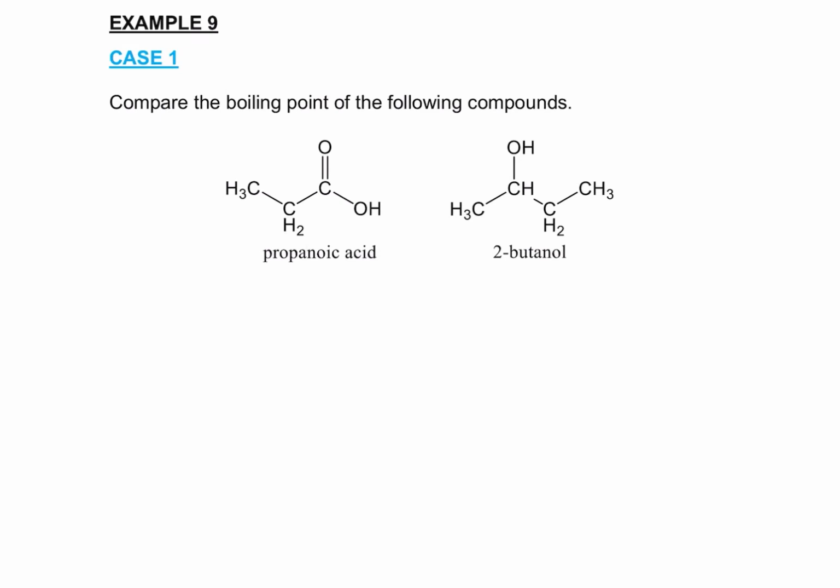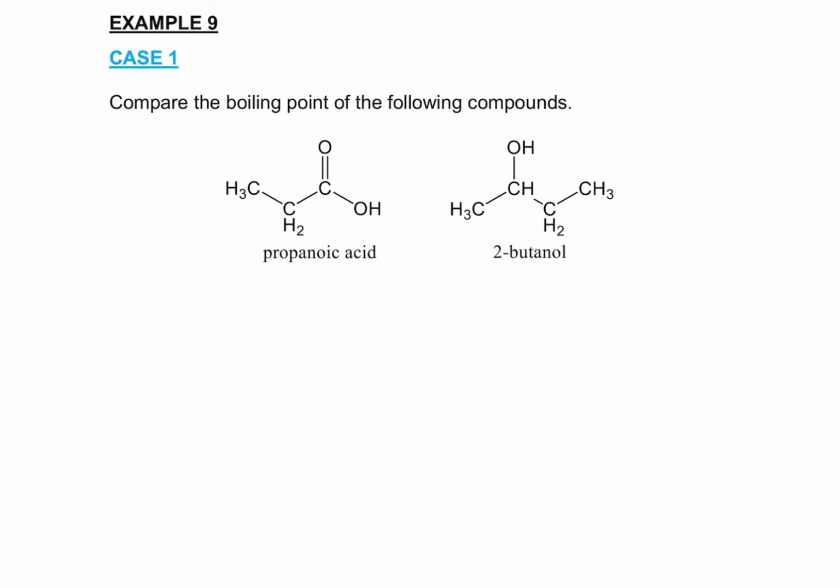So let's go to example 9. I got a few cases here. We will focus one by one. For case 1, you have to compare the boiling point of the following compounds. I have propanoic acid and 2-butanol. So as you see here, this question already gives you the structure and the name.